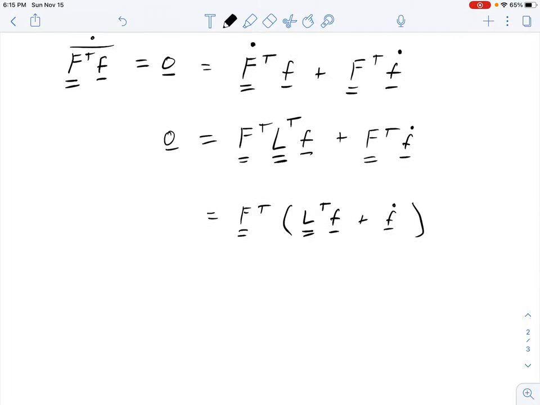Well, F transpose is invertible, so that means the thing inside parentheses has to be zero. So we have that f dot for a vector field that is convecting as a normal is equal to minus L transpose times f.